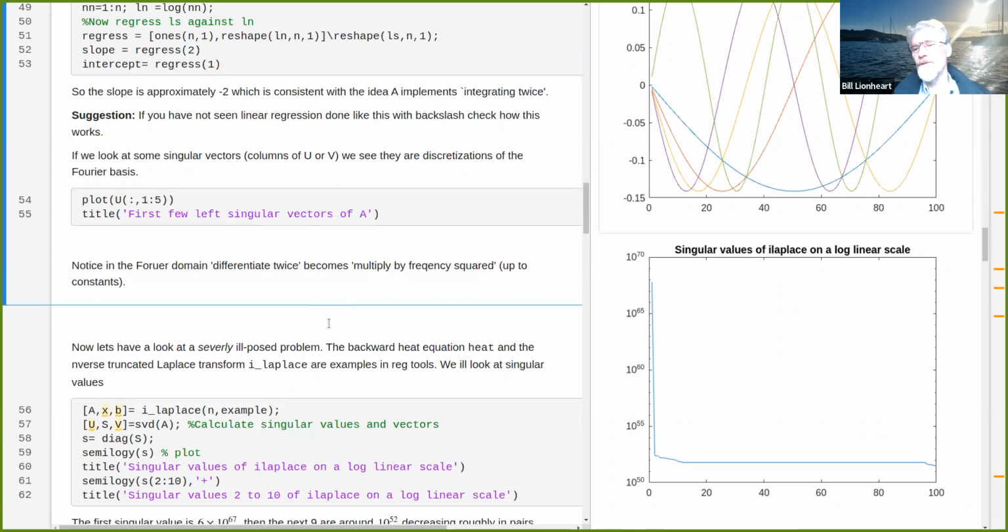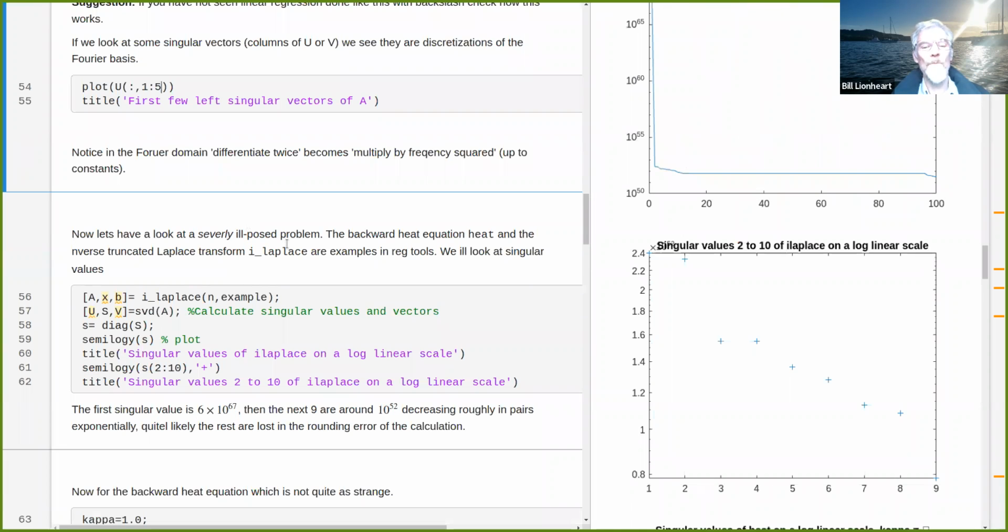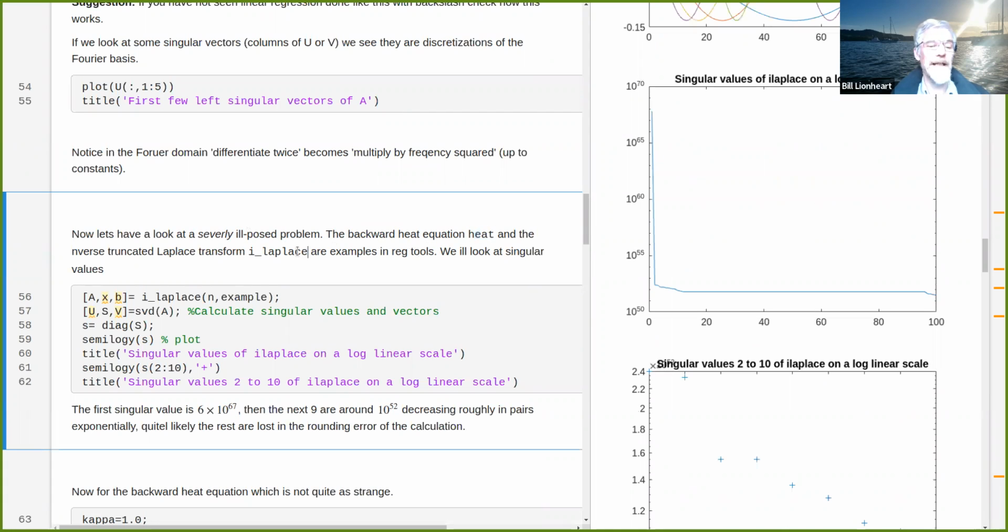Anyway, the same holds roughly that negative powers are operators that are roughly integral operators, and their inverse is a differential operator, which will be unstable, but not so very unstable. A bit of smoothing should fix it. We call those mildly ill-posed. Well, in Regularization Tools, there are quite a few examples, and some of them are severely ill-posed. One is the backward heat equation, called heat, and the other, I guess, the truncated inverse Laplace transform.